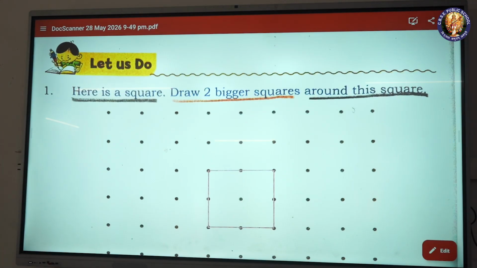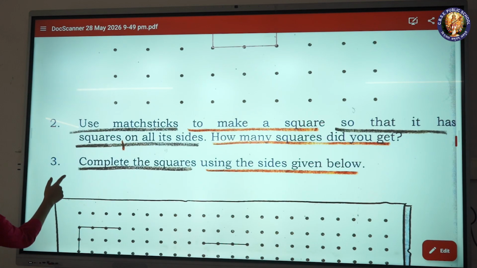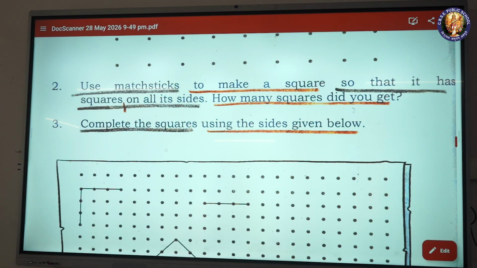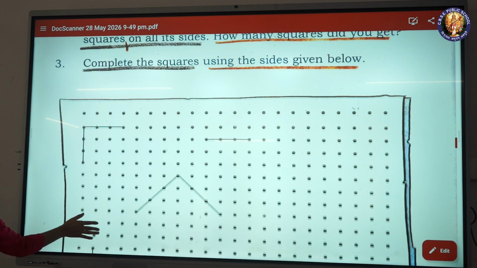1. Here is a square. Draw two bigger squares around this square. 2. Use matchsticks to make a square so that it has squares on all its sides. How many squares did you get? 3. Complete the squares using the sides given below.